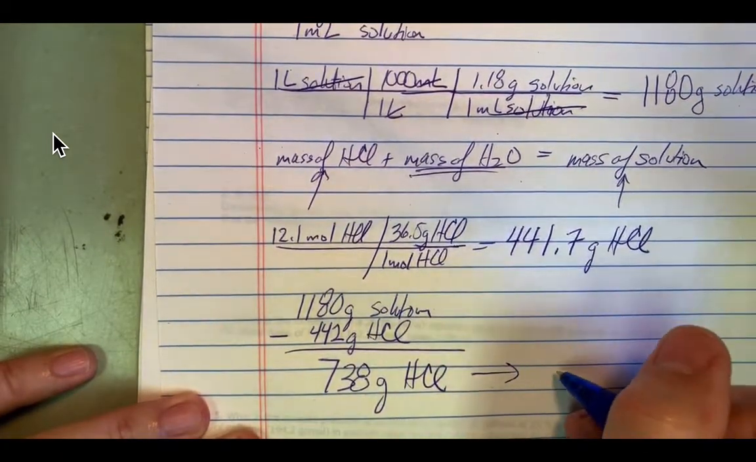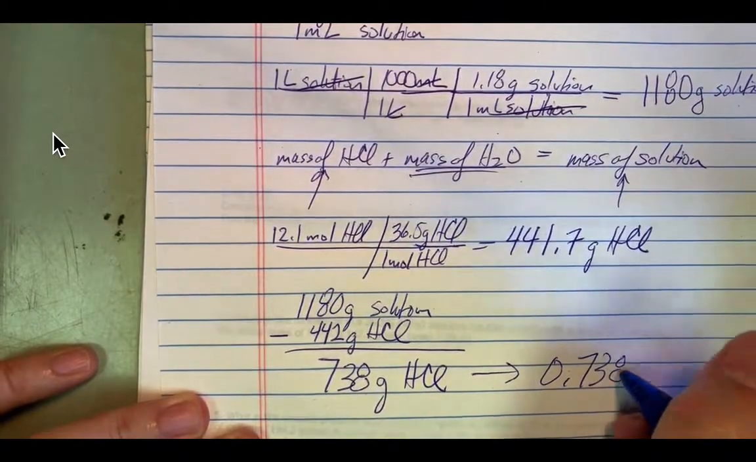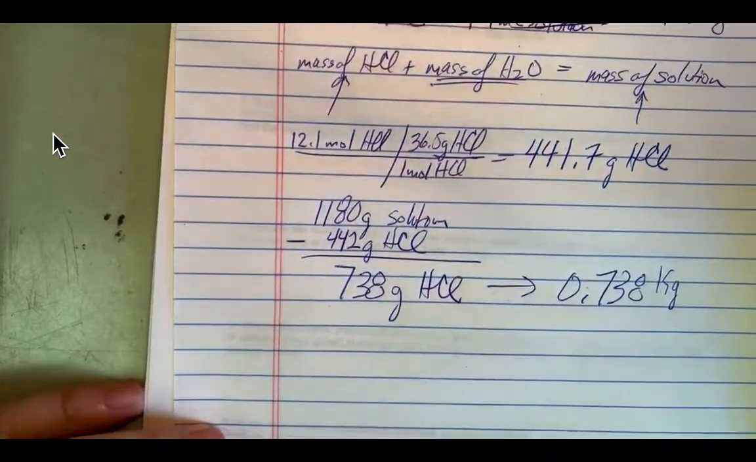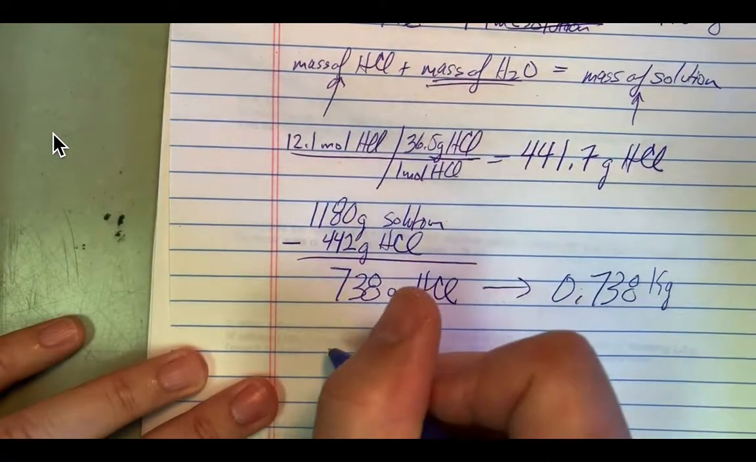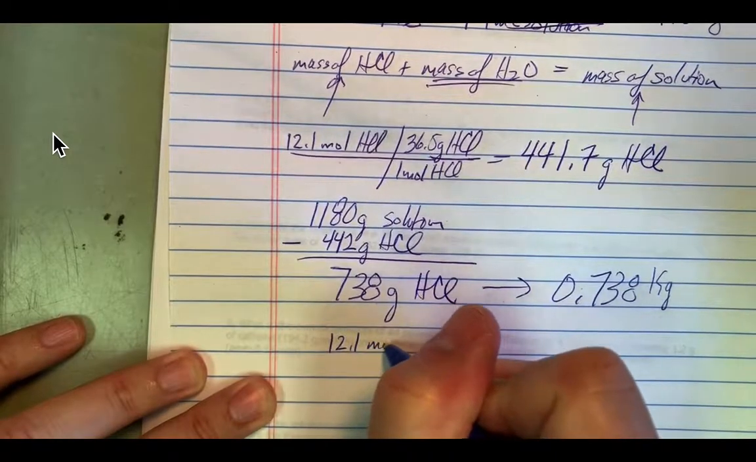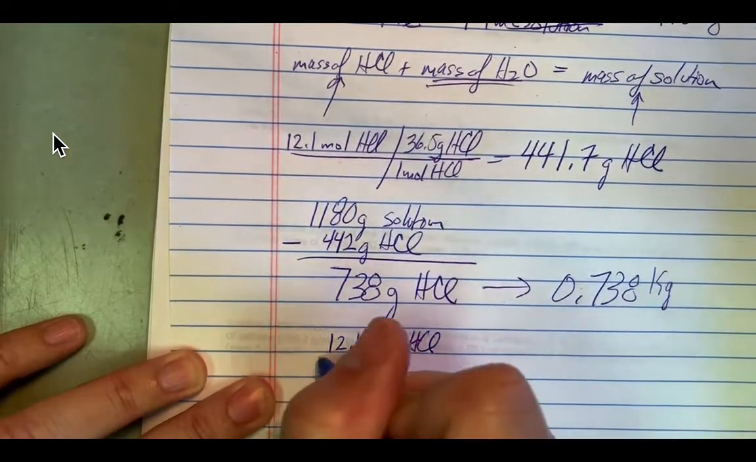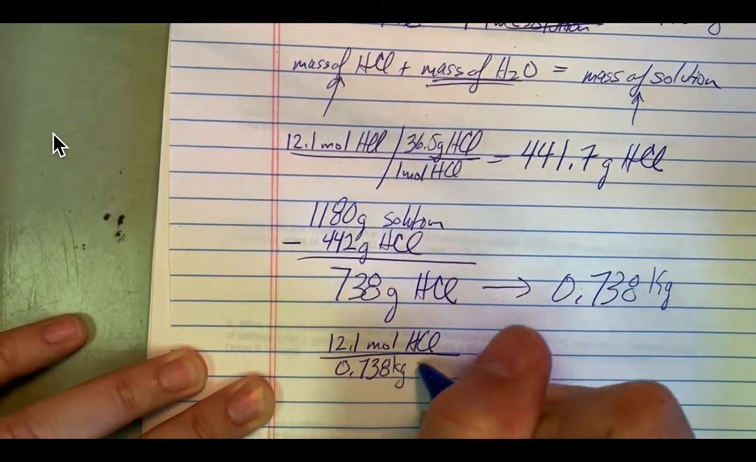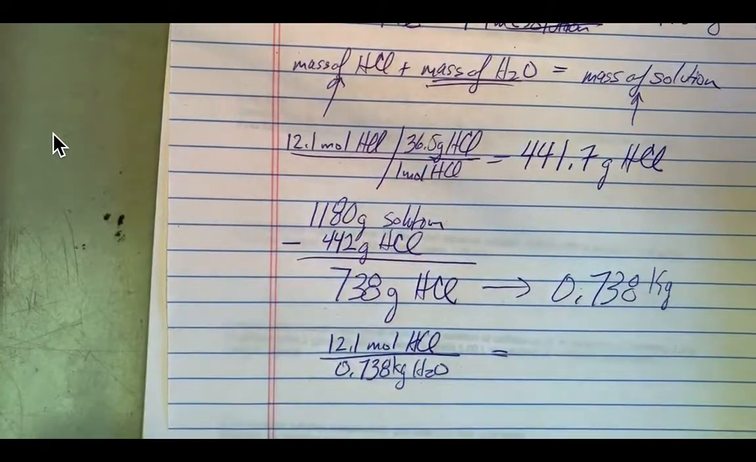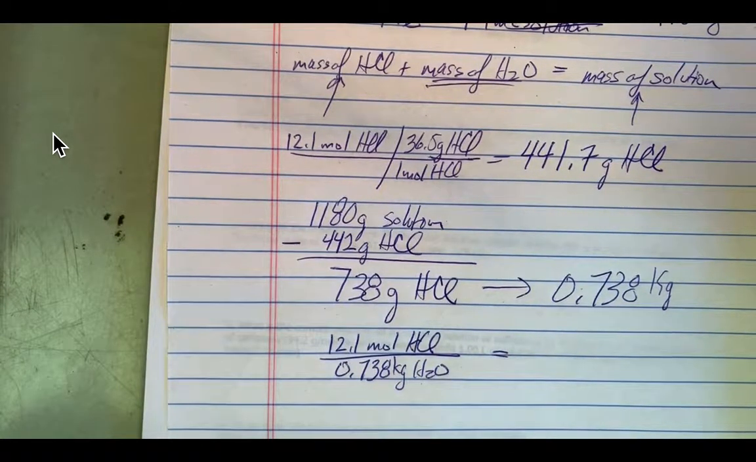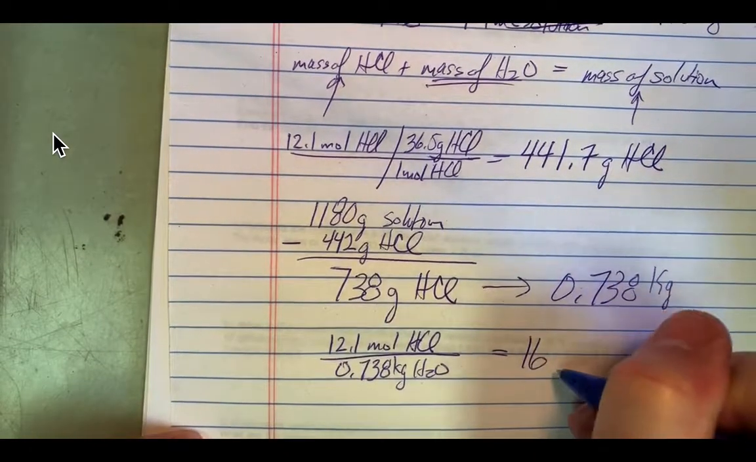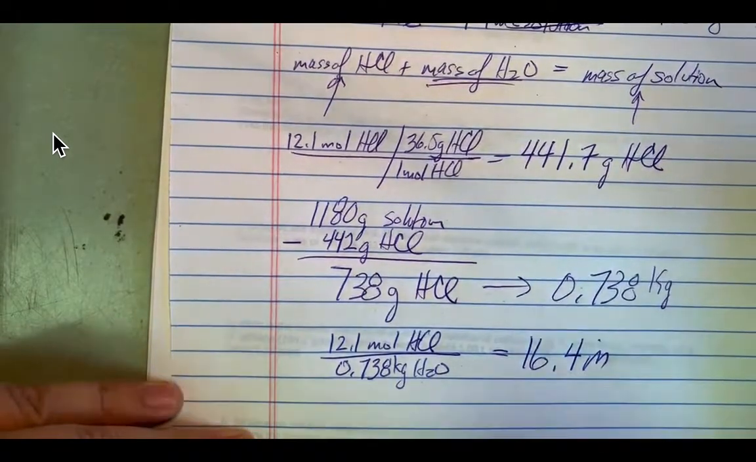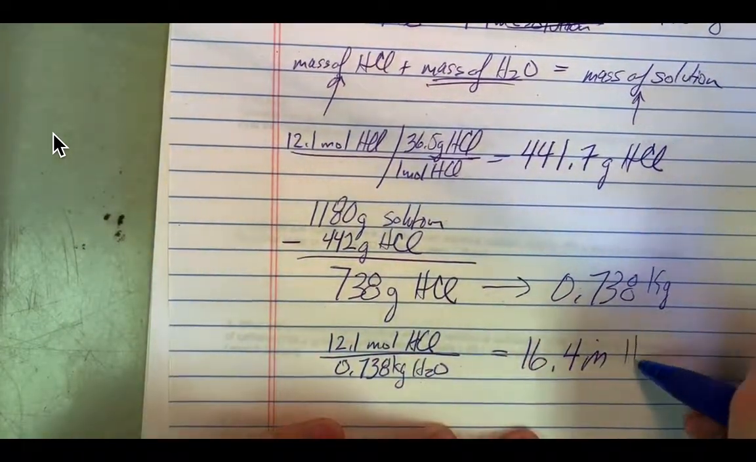I'm going to divide that by 1,000. That gives me 0.738 kilograms. And we're almost there. 12.1 moles of HCl per 0.738 kilograms of water. Gives me 16.4 molal, little m, molal HCl.